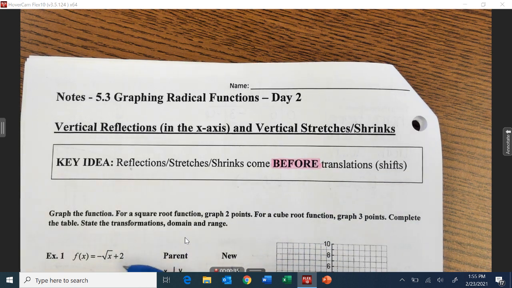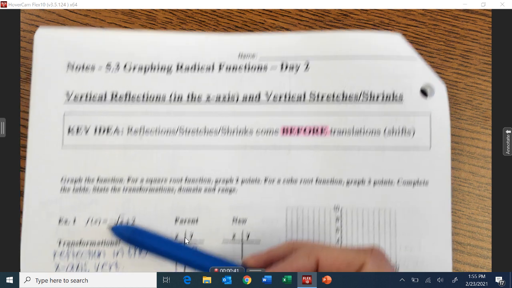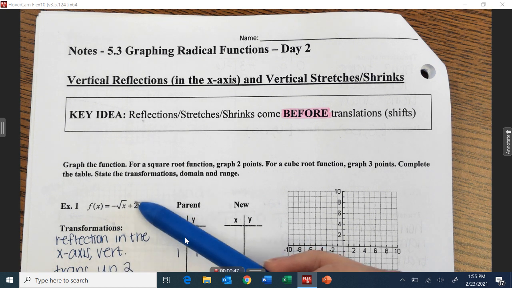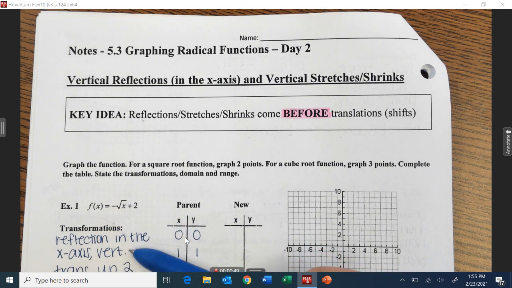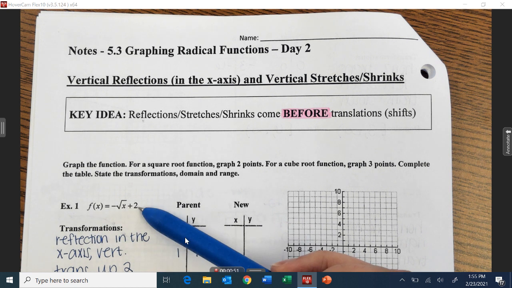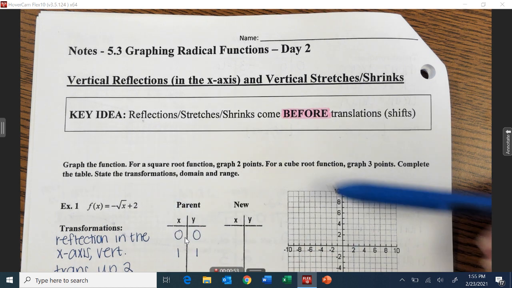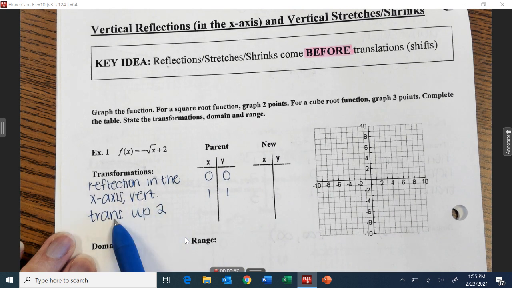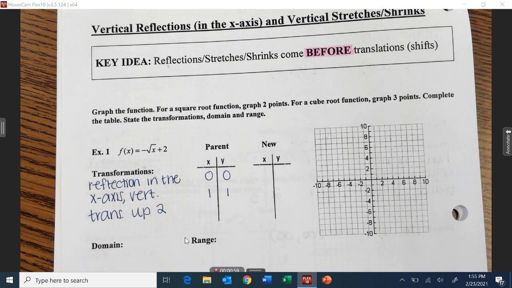So starting with this first function, I have a negative out in front of the radical. When you're multiplying by a -1, we say that that's a reflection in the x-axis. This +2 is on the outside. Outside is always vertical. Vertical is always what we expect. So if it's plus, you would think to move in the positive direction, which we do. We vertically translate up 2.